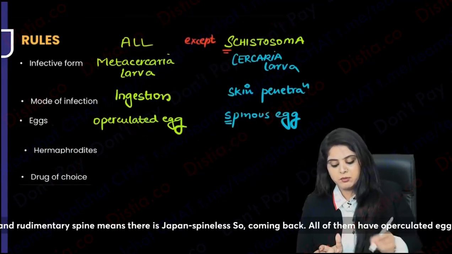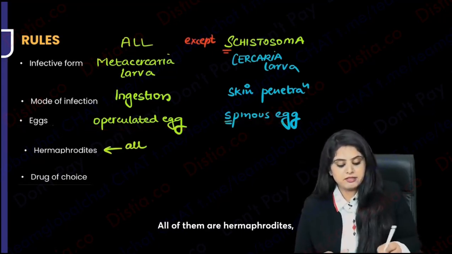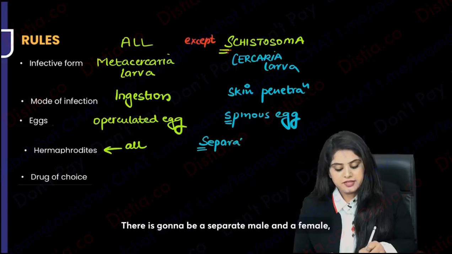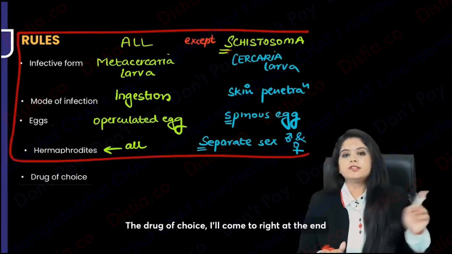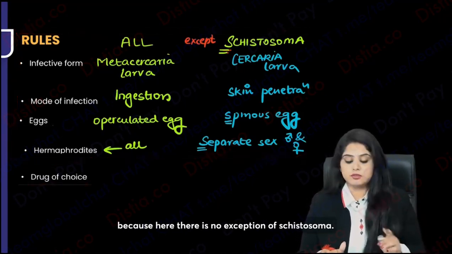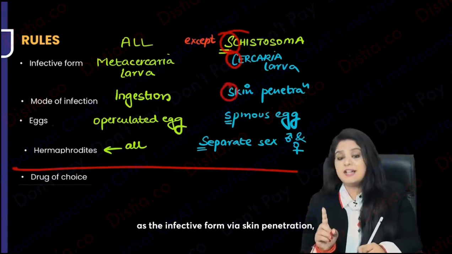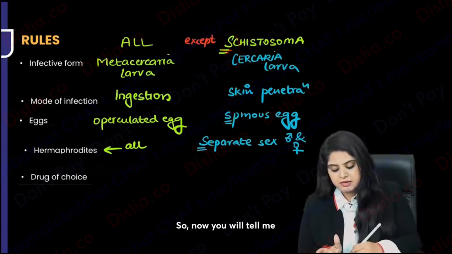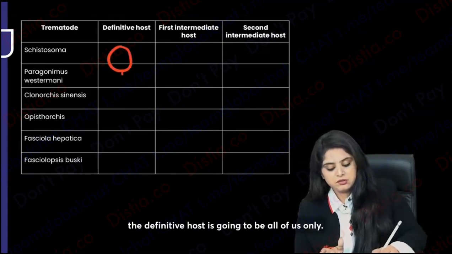So coming back, all of them have operculated eggs, but Schistosoma says I want a spinous egg. All of them are hermaphrodites, but Schistosoma needs an S, so it says separate sexes. There is going to be a separate male and a female worm present. I hope till now it is clear. The drug of choice I'll come to right at the end, because here there is no exception of Schistosoma. So till now remember, Schistosoma says I need cercaria larva as the infective form via skin penetration. My eggs are spinous and the separate sexes will be there. Now you will tell me to go on to their hosts also. Remember, for all of these, the definitive host is going to be all of us only.